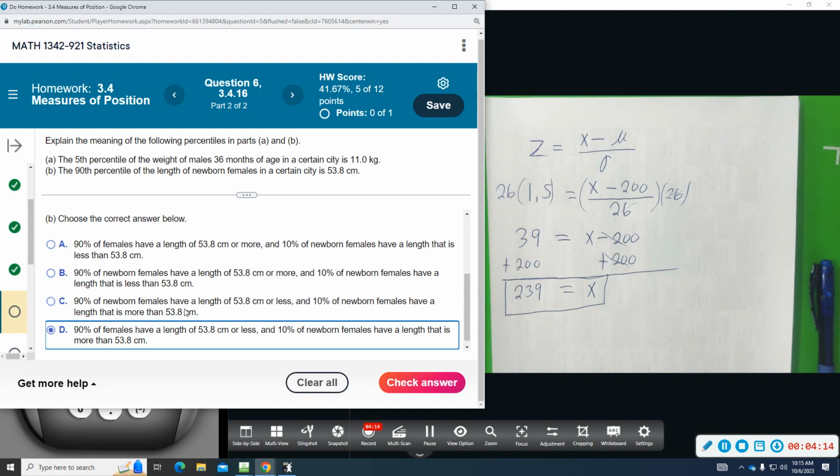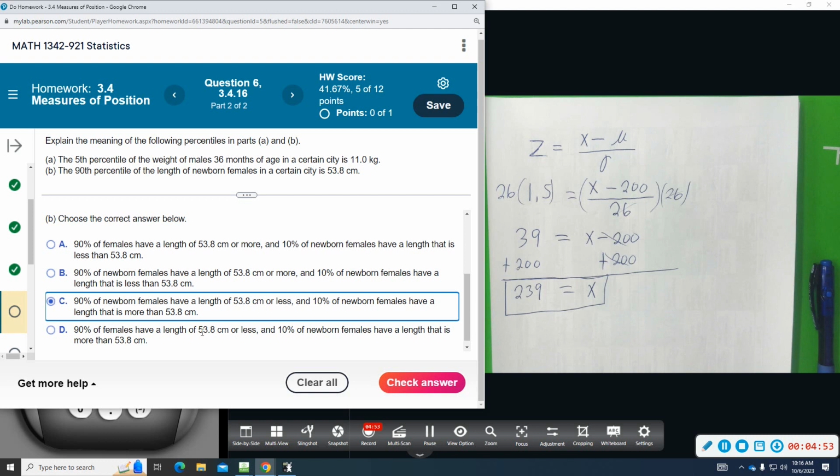Actually, let me look at this. That is more than. What's the difference between these? 90% have a length of or less. Looks the same, and 10% have a length that is more than. I can't see the difference between these. 90% newborn. This one just says females. Okay, so we're looking at newborn, so that's the difference. I'm sorry, I overlooked the word newborn, so we're specific with newborn.